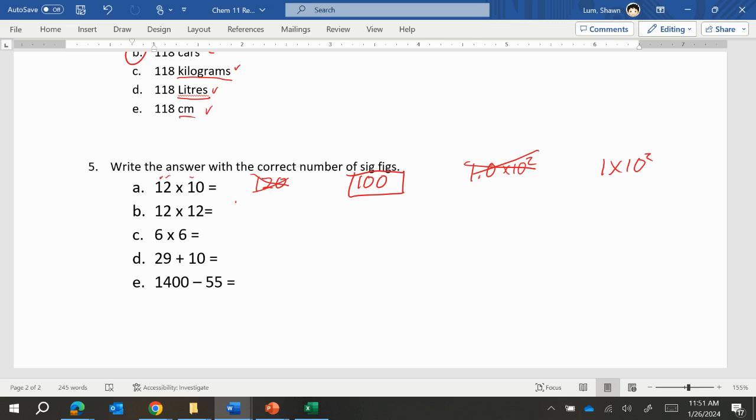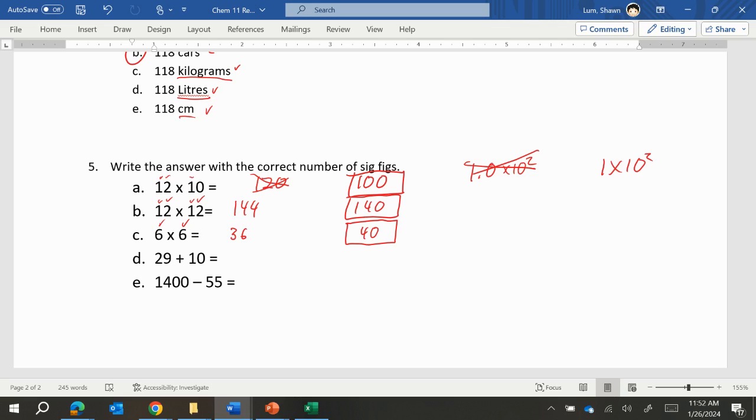12 times 12 is 144. Okay? But we have 2 sig figs and 2 sig figs. So this needs to be 2 sig figs. So our answer would be 140. I changed that to 2 sig figs. 6 times 6 is 36. Okay? 1 sig fig, 1 sig fig. Change this to 1 sig fig. The answer is 40. That's 1 sig fig.